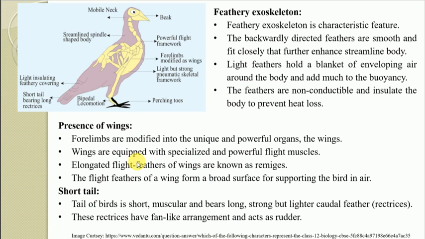Then the third adaptation is a feathery exoskeleton. So we have already learned that birds are characterized by having feathers as an exoskeletal part, which is one of the characteristic features among the birds or all the aves. The backwardly directed feathers are generally smooth and they fit closely to one another, which further enhances the streamlined body. So obviously the shape of the body is also streamlined.